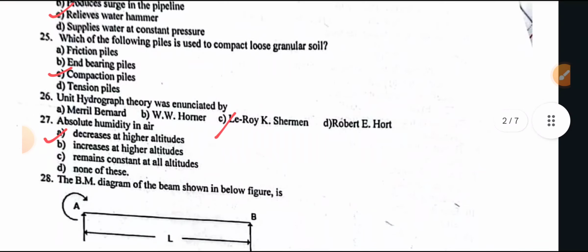Unit hydrograph theory was enunciated by Leroy K. Sherman. Leroy K. Sherman enunciated, means first produced, unit hydrograph theory. Absolute humidity in air decreases at higher altitudes. Absolute humidity lessens.